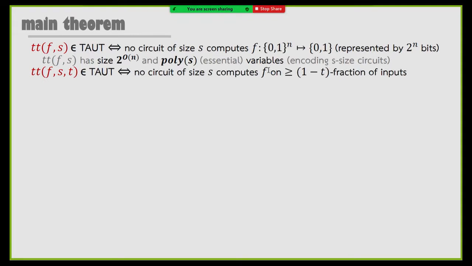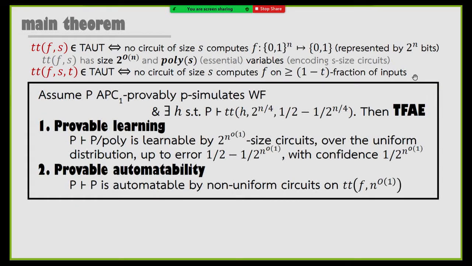We can similarly encode average case lower bounds, and I will use this notation TTFST to denote the statement that there is no circuit of size S which computes function f on at least phi minus t fraction of inputs. And we can now formulate our theorem in more detail as follows.